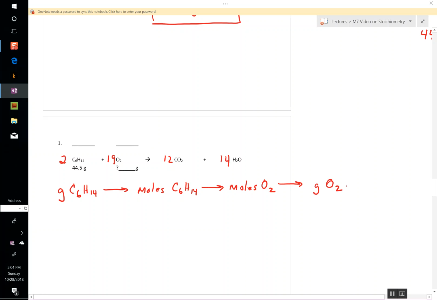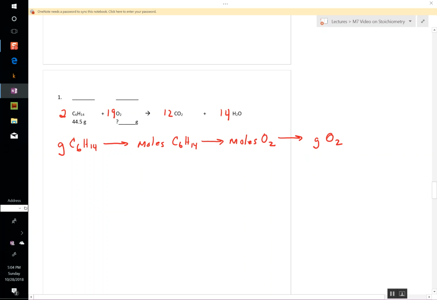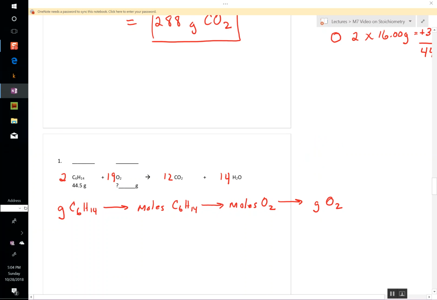This is stoichiometry. Okay, so continue on with some of these and work out these problems, and hopefully in class we can give the answers to the rest of these and see how you did.